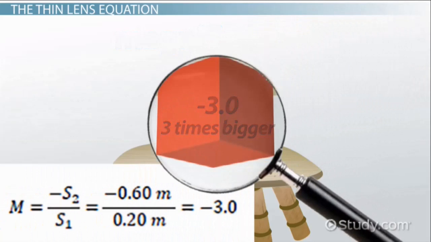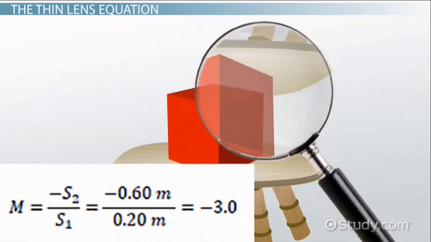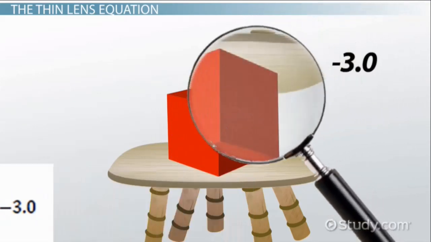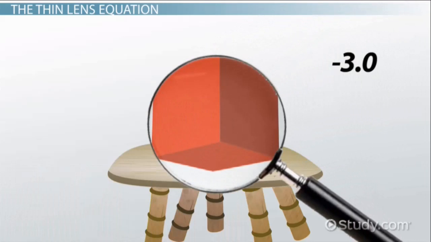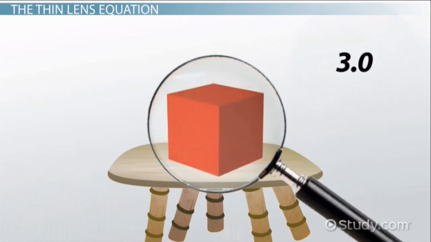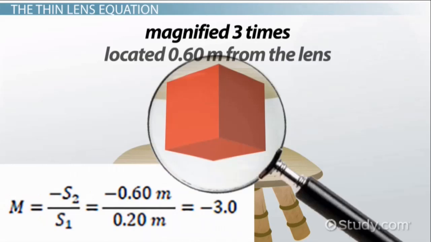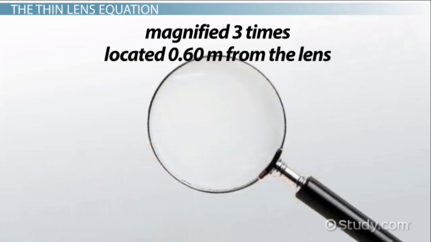If the absolute value of the magnification is greater than 1, the image will be bigger than the object, and if it is less than 1, the image will be smaller than the object. The negative sign also tells you that the image is inverted, or upside down. A positive magnification would mean that the image is upright, so in this situation, the image will be real, inverted, magnified 3 times, and located 0.6 meters from the lens.